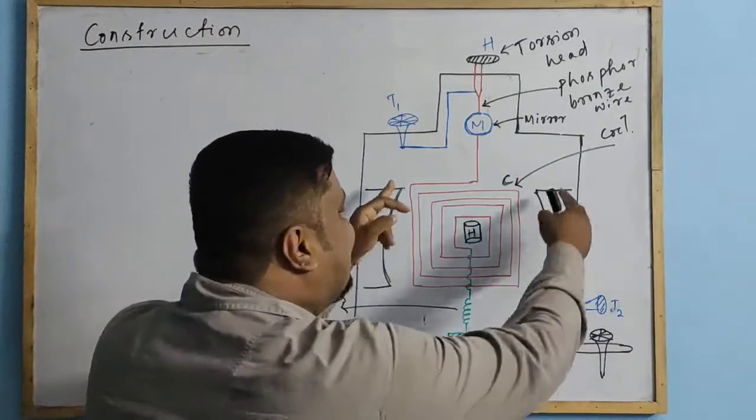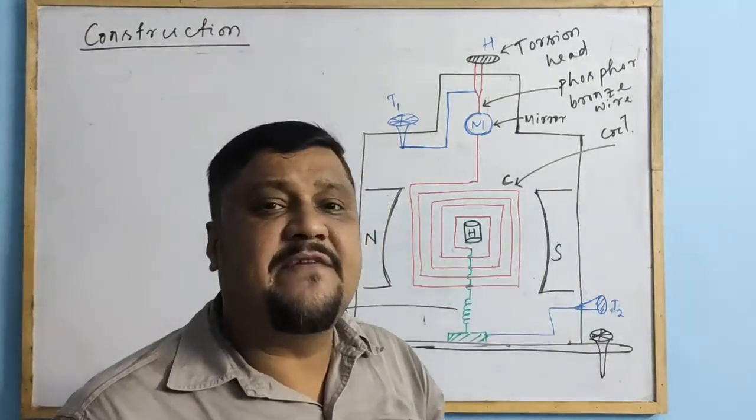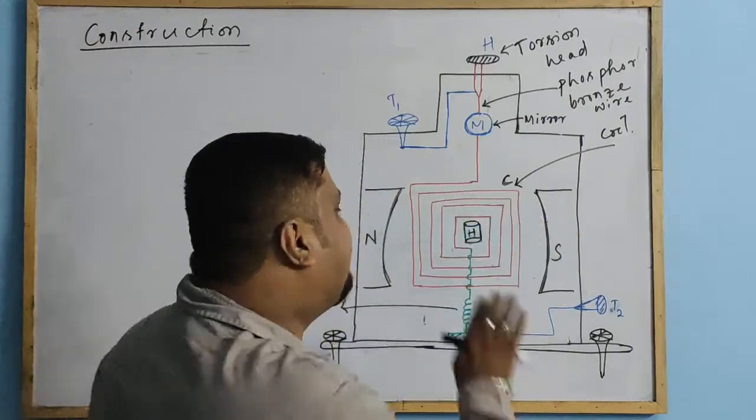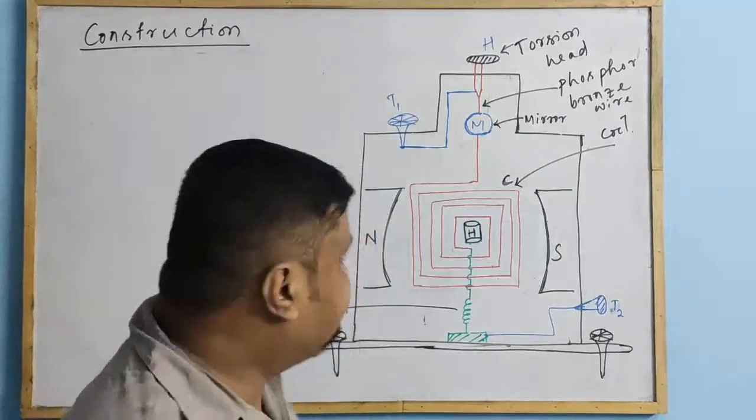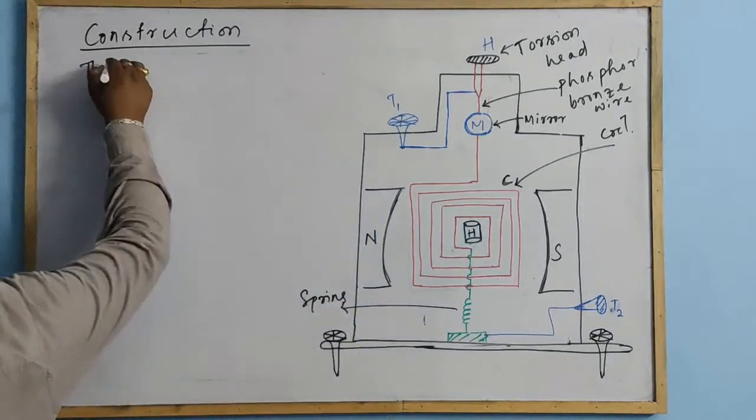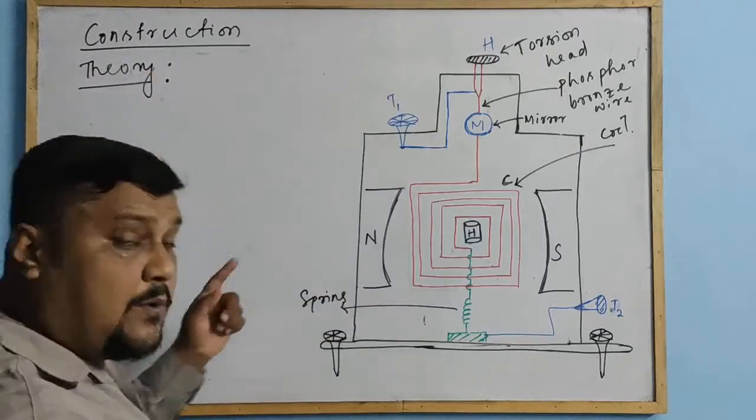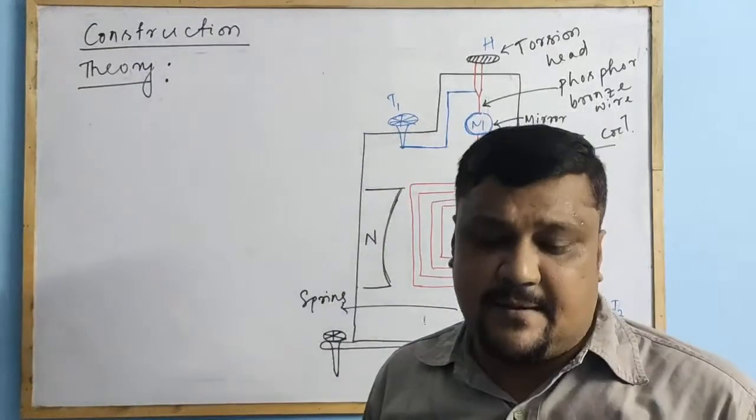Clear? And why are the poles made cylindrical? To make the magnetic field radial, meaning the magnetic field is always in the plane of the coil. Right? Clear? So this is about the construction part. Then we will go to the theory: on what working principle and working formula the moving coil galvanometer works.